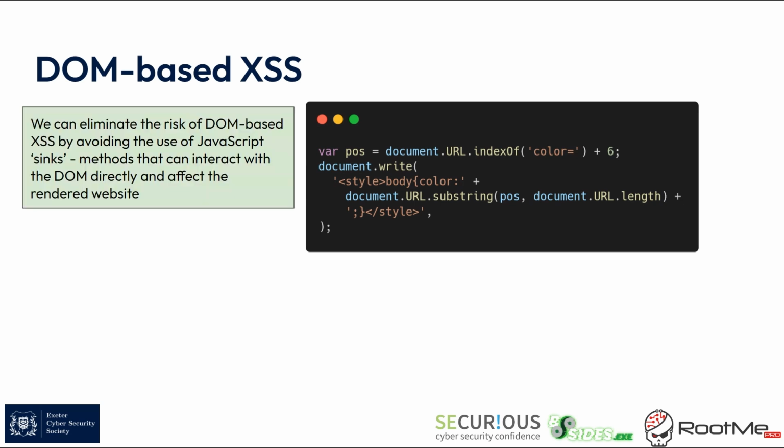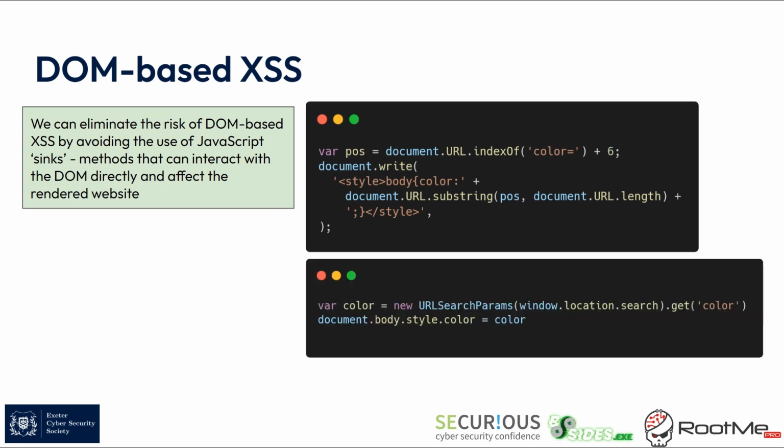So we can eliminate the risk of DOM-based XSS by avoiding the use of these unsafe methods, which are called sinks. So for example, the fix here is to safely extract the keyword from the URL. And instead of using document.write, I can just directly change the color attribute of the body and set it to the color that I extracted.